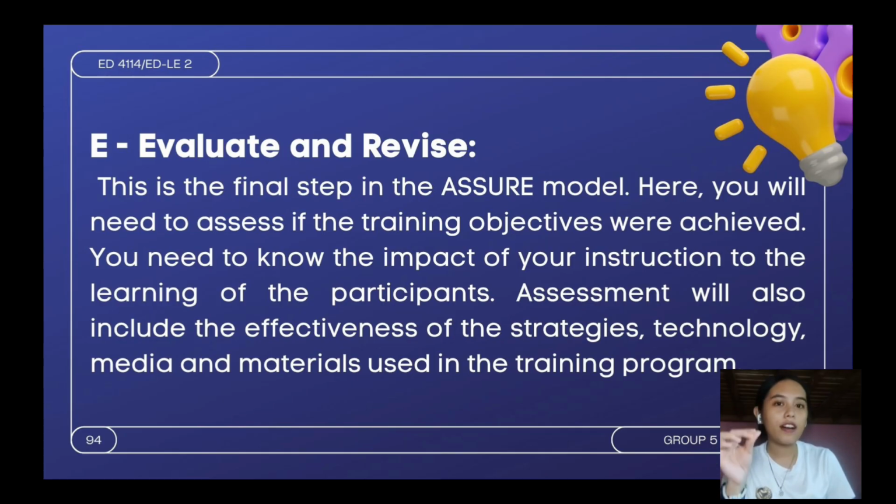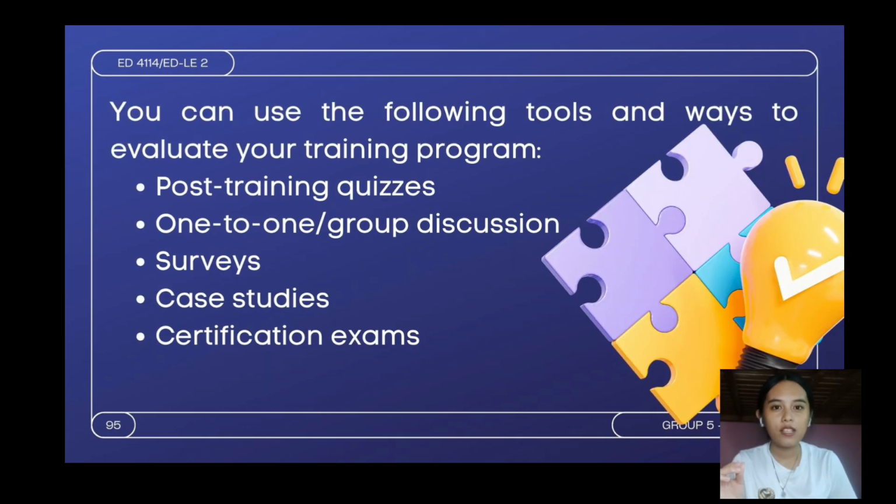And there are as well ways to be used for evaluating the plan. These are the few ways: post-training quizzes, one-on-one group discussion, surveys, case studies, or even certification exams, which are standardized tests that earn a certificate when they are passed.